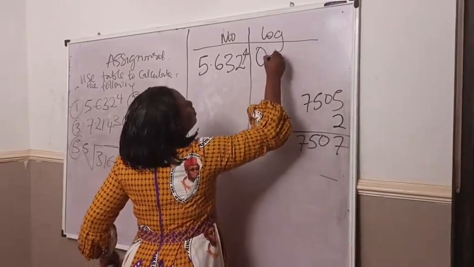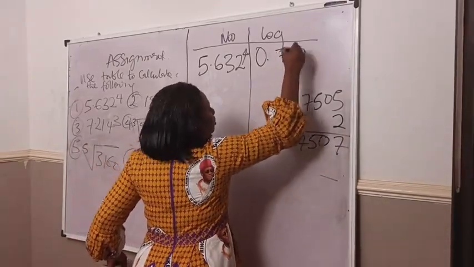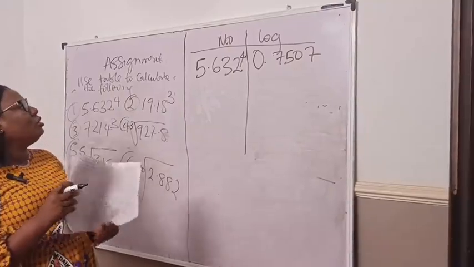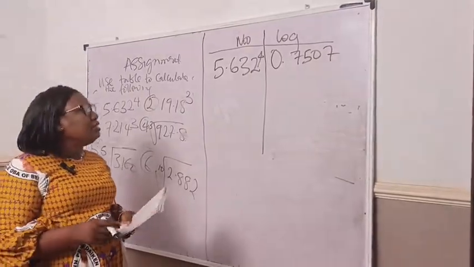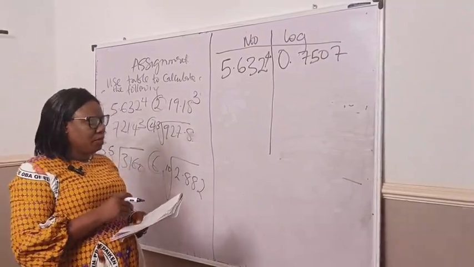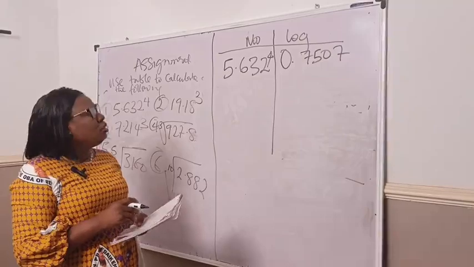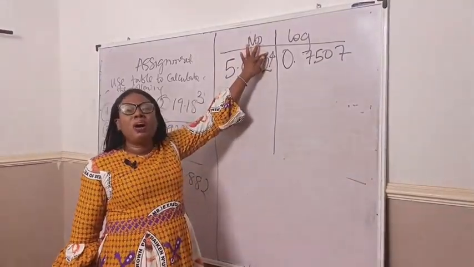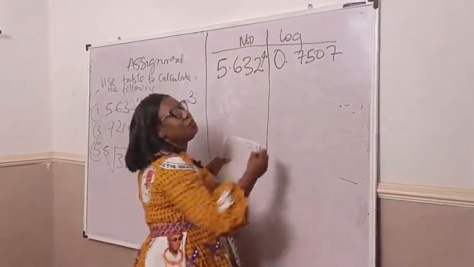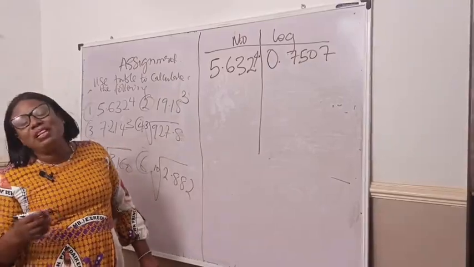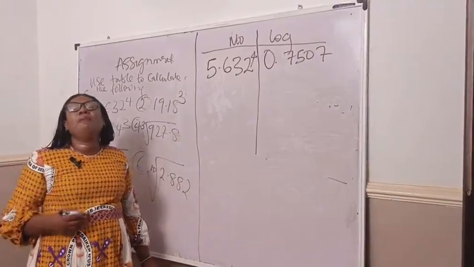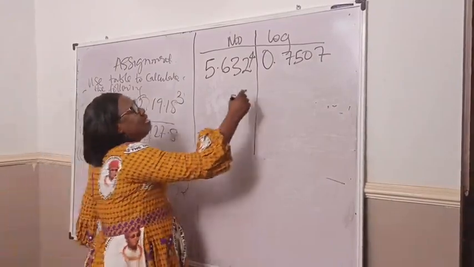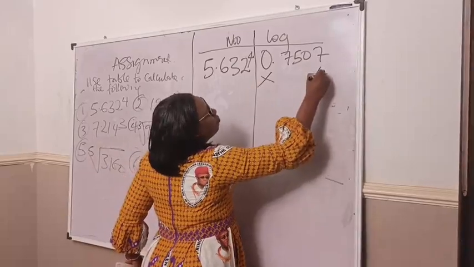So 7507. We have gotten the logarithm of 5.63 under difference 2. Then now it is raised to power 4. What do we do? I said when we are calculating for logarithm that is raised to a power, we multiply by the power. That's how you solve such logarithm. So we say times 4.